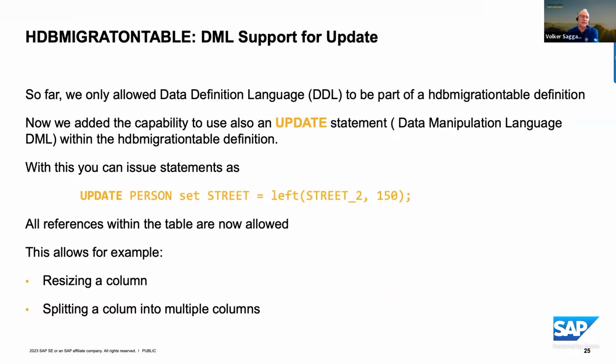So you can now have support for DML, data manipulation language, in the form of update in migration table. For example, when you have a denormalization, you want to put 2 fields together, or you want to extract 2 fields where they are in 1 field and put them into 2 fields. So now you have the capability to change the content of the table while you're deploying.